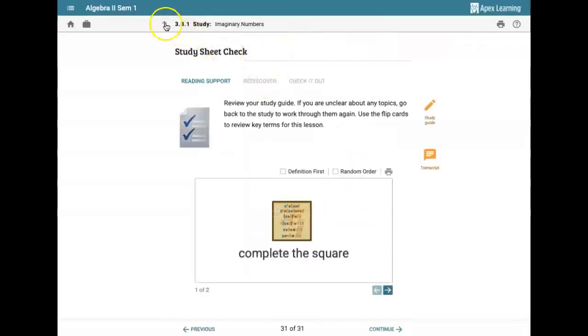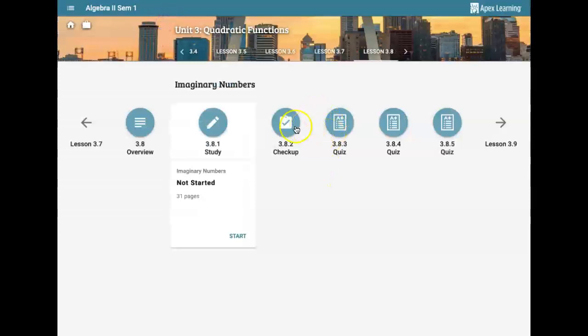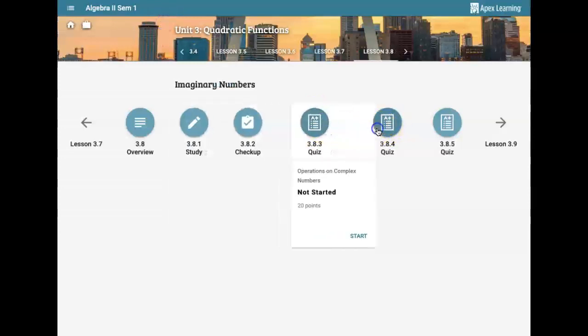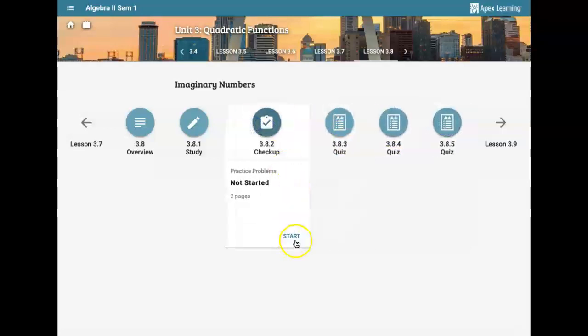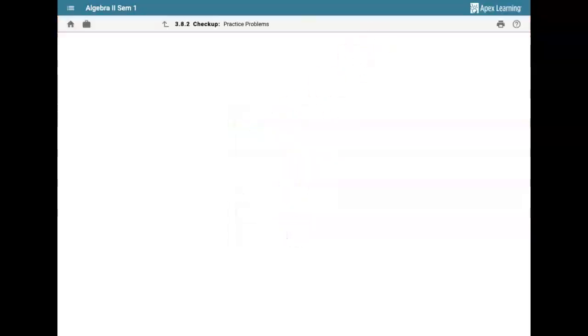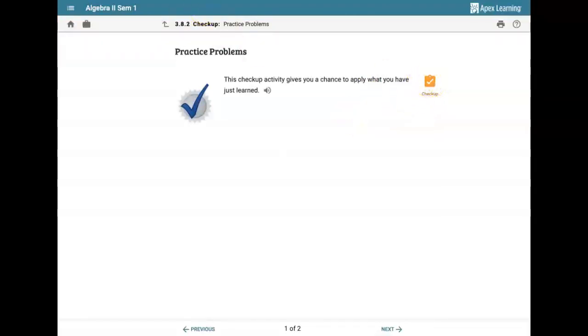All right. And we're going to go then into the checkup. So again, reminder, you've got 3 quizzes on imaginary numbers, operations on complex numbers, and the quadratics. So actually solving those quadratics. So we'll move to the checkup here and get this started for 3.8. We'll look at the checkup now and we'll work through some problems.